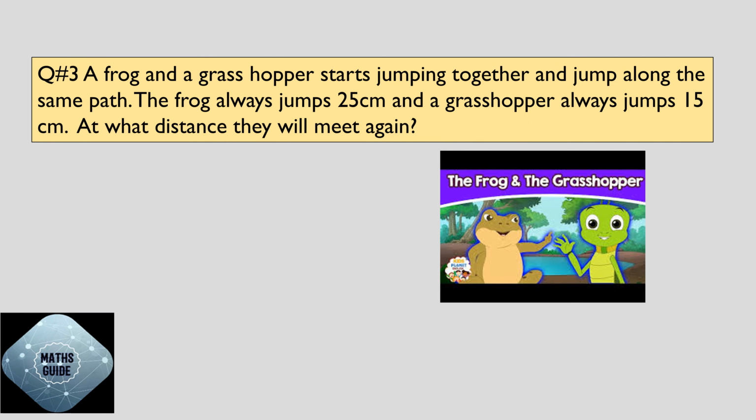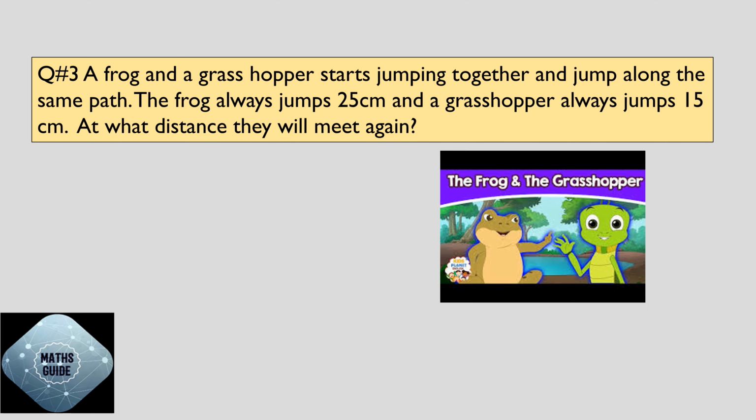A frog and a grasshopper start jumping together and jump along the same path. The frog always jumps 25 centimeter and the grasshopper always jumps 15 centimeter. At what distance will they meet again? It is very important to understand this question: a grasshopper and a frog are standing on the racing track.